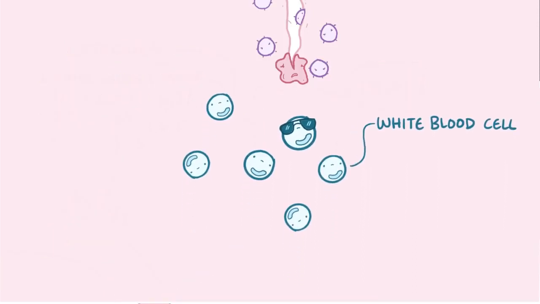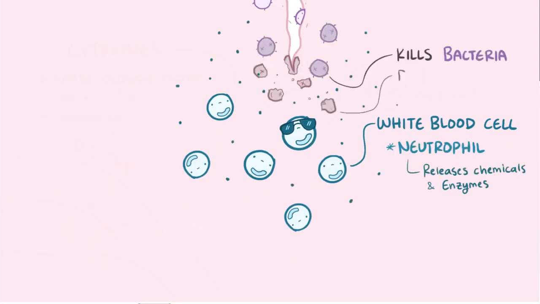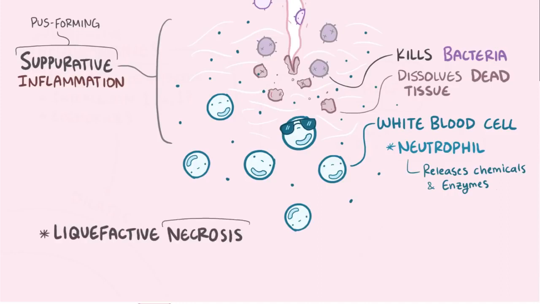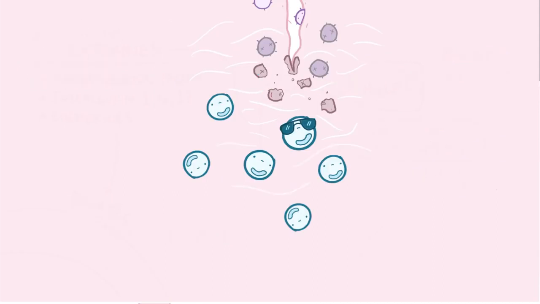Oftentimes, the first immune cells at the scene are neutrophils, which release chemicals and enzymes that kill bacteria and dissolve pieces of dead cells, creating a pool of dead material. This is a specific type of acute inflammatory response called suppurative inflammation, which simply means that pus is created in the process. From a macroscopic view, this is sometimes referred to as liquefactive necrosis, because the area of dead tissue turns into liquid. As those immune cells get to a point where they can't withstand the environment, they die too, and become part of that pool.